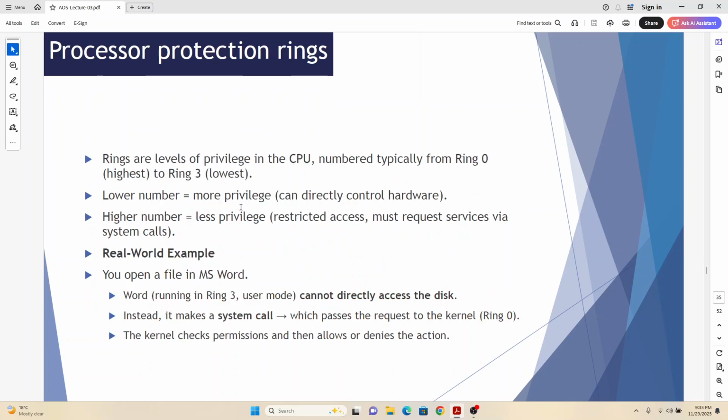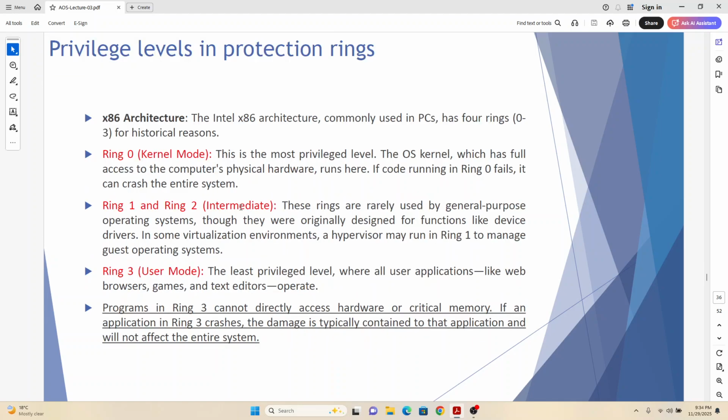So for processor protection rings, as I told you before, the lowest privilege is ring 3, where our user mode lies, and the highest protection ring is 0, where the kernel lies. A real-world example: you open a file in MS Word running in ring 3 user mode. It cannot directly access the disk because it doesn't have the privileges. Instead it makes a system call, as I told you, in order to access we have to make a system call. We have discussed system calls in our previous video, you can check it. It passes the request to the kernel. The kernel checks permission and then allows or denies the action.